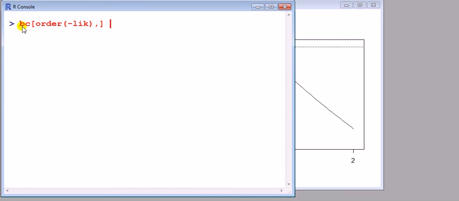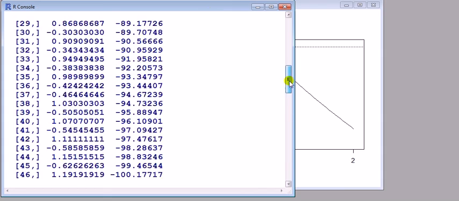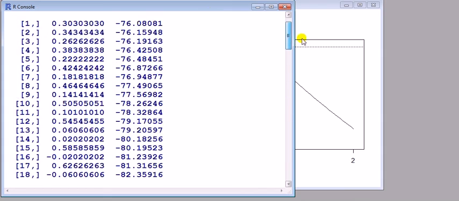So from this thing that I've created, I want to order by likelihood. I want it in descending order, which is why I put the minus. If I don't put the minus, it will be in ascending order. If I put a minus, it will be in descending order in terms of the likelihood.